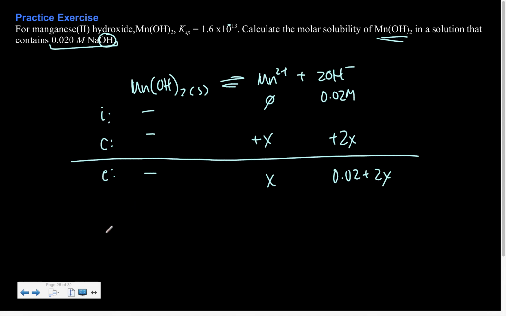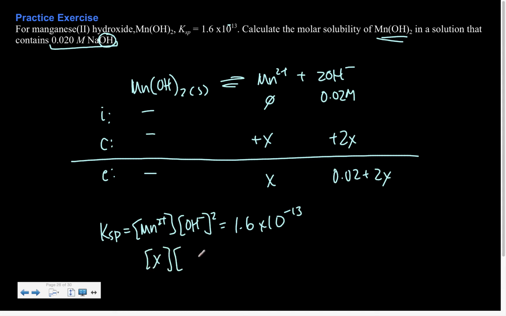Then we just set up my equation. I know that KSP equals my manganese 2 plus times my hydroxide ion squared, which is equal to 1.6 times 10 to the negative 13th, which is also equal to x times (0.02 plus 2x) squared. Now, if I solve for x, x will give me the solubility of manganese ions, which gives me the solubility of my manganese hydroxide.